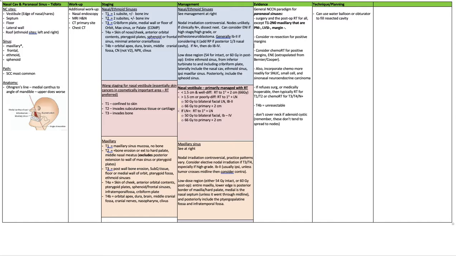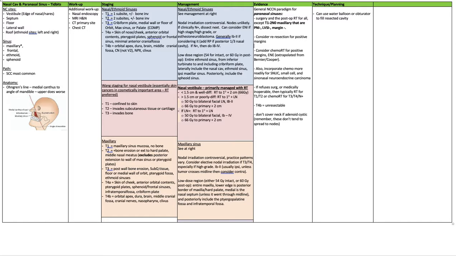Low dose region, 54 for intact or 60 gray post-op. Entire ethmoid sinus from inferior turbinate to and including cribriform plate. Laterally include the nasal cavity, the ethmoid sinus, the ipsilateral maxillary sinus. Posteriorly include the sphenoid sinus.